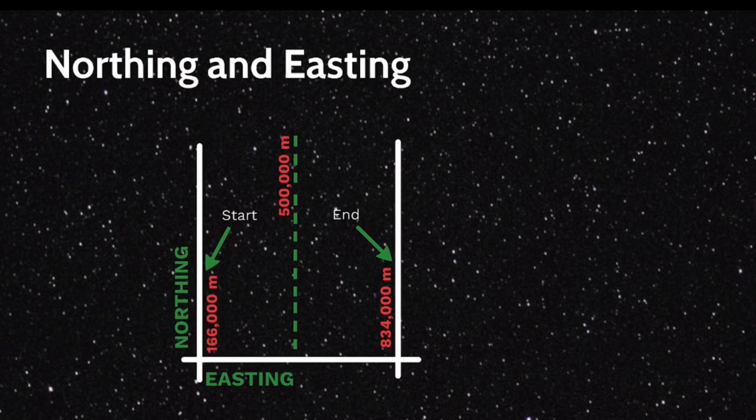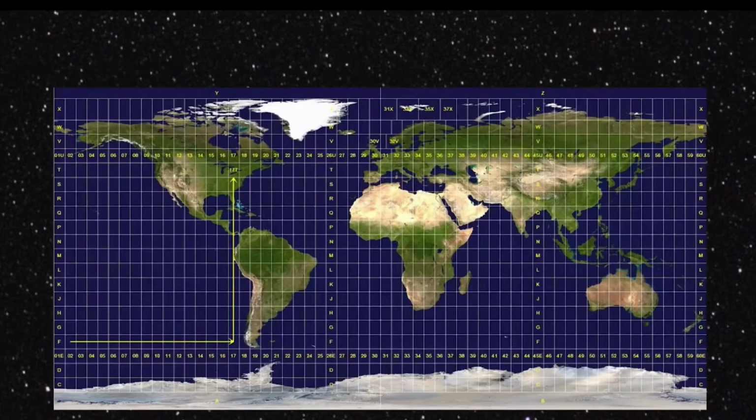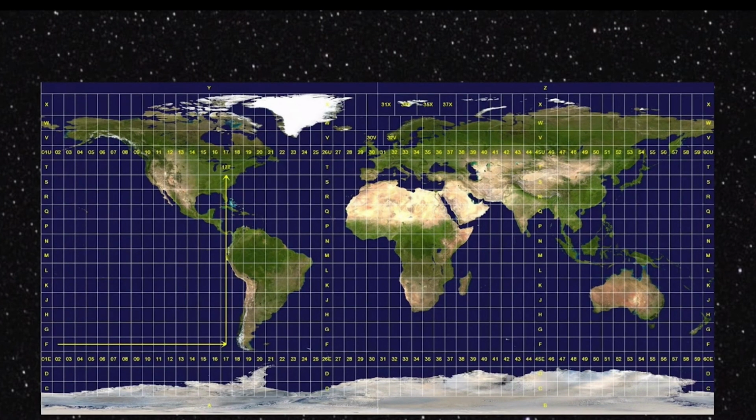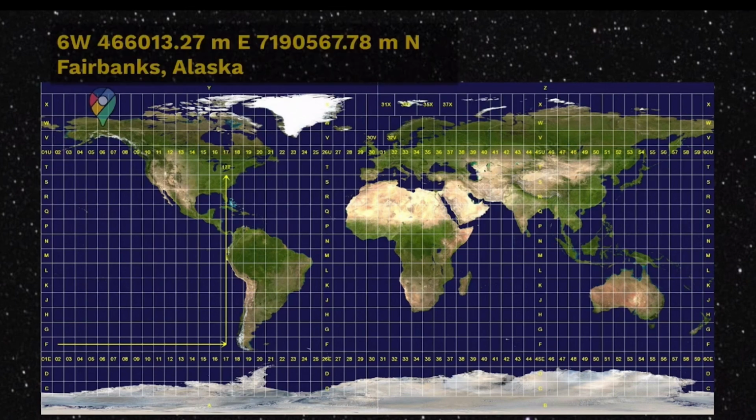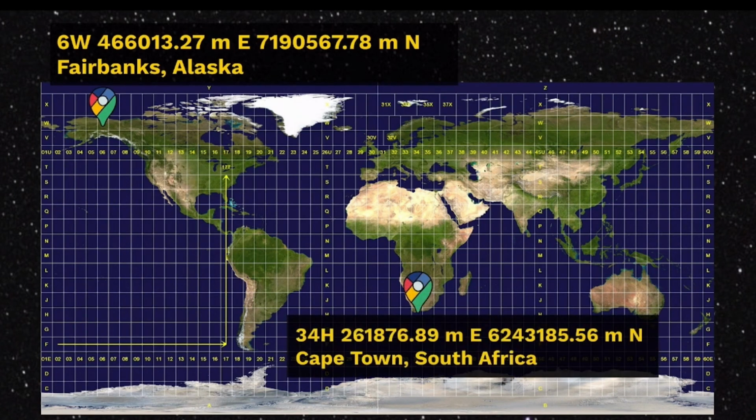In a UTM projection, a place is located using the easting and northing value in meters. The easting value is the distance of the place from the central meridian of the UTM zone, and the northing value is the distance of the place from the equator. Here is an example of how to represent the position of Fairbanks, Alaska and Cape Town, South Africa.